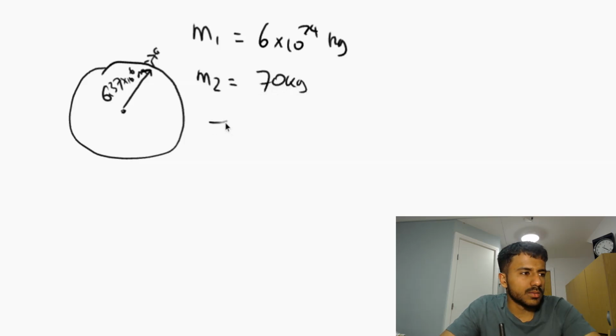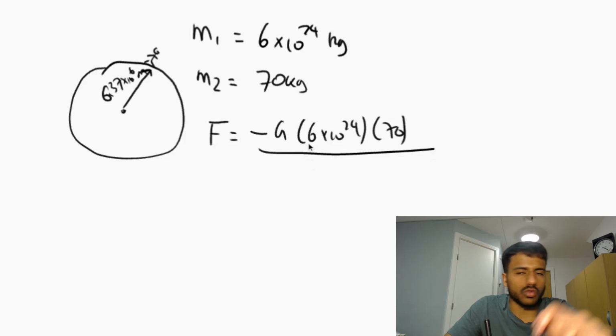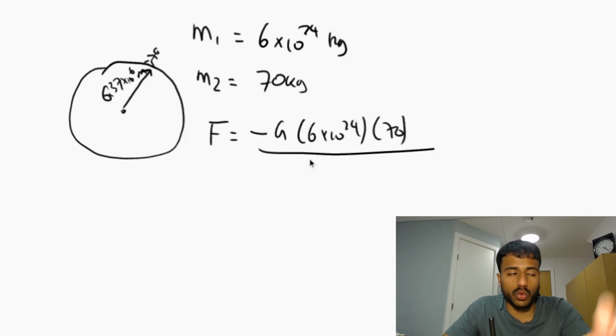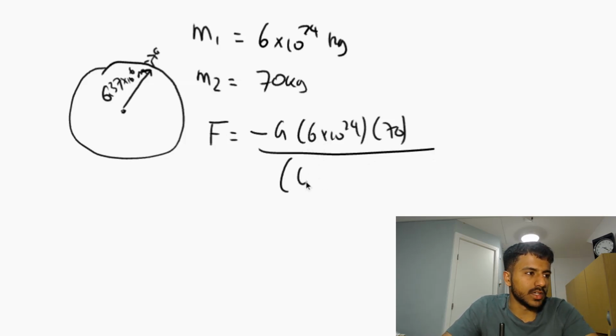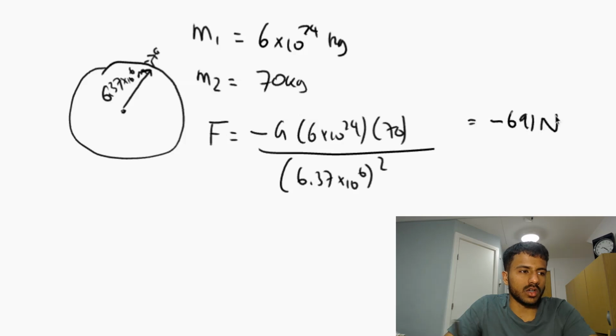Well, the force between these two bodies is going to be equal to minus G times 6 times 10 to the 24 times 70 over the radius of the Earth squared, which in this case is going to be 6.37 times 10 to the 6 squared. And that's roughly equal to minus 691 newtons.